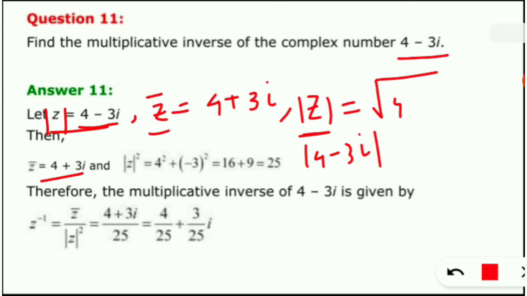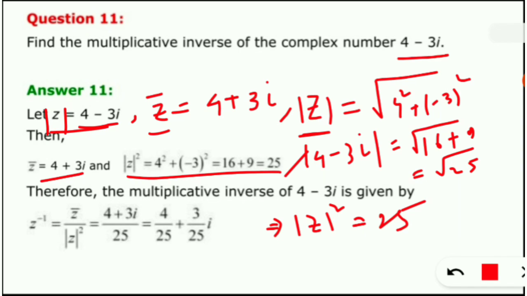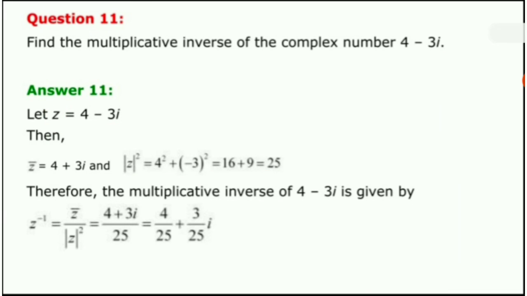So that means 4 square plus minus 3 whole square, so the square root of 16 plus 9, so the square root of 25. Mod z equals the square root of 25, so mod z square equals 25. Clear? So here mod z square equals 25.